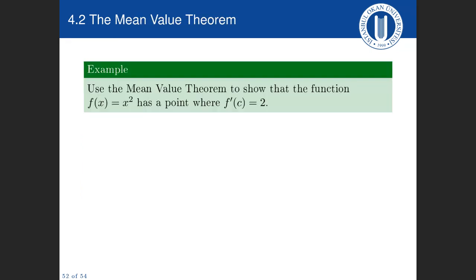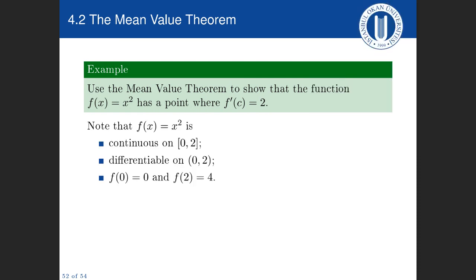And we can use that for things like this. Use the mean value theorem to show that the function x squared has a point where its derivative is equal to 2. Now, we have a function which is continuous on the closed interval from 0 to 2. It's differentiable on the open interval from 0 to 2. f of 0 is 0 and f of 2 is 4.